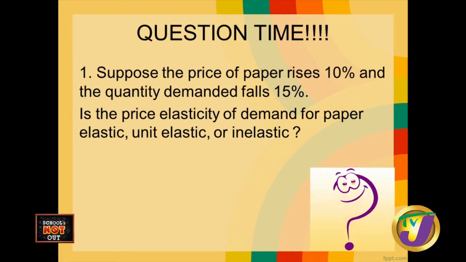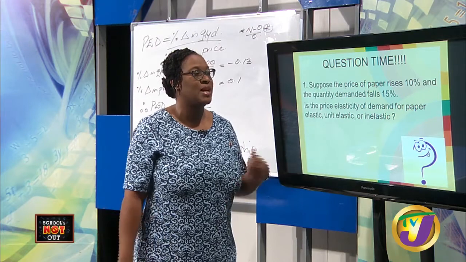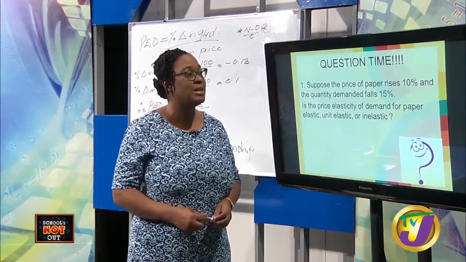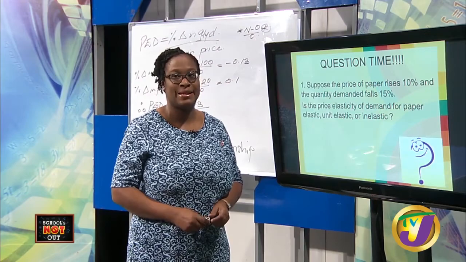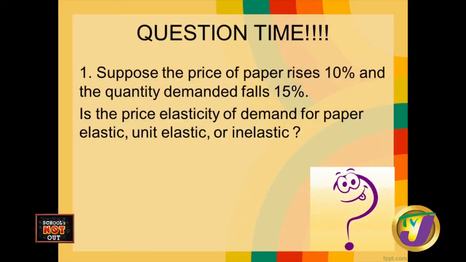Now we want to go into some more questions so that you have the practice in calculating your price elasticity of demand. So let's just look at this question. It says here, suppose the price of paper rises 10% and the quantity demanded falls 15%. What is the price elasticity of demand for paper? Elastic, unit elastic, or inelastic? I've given you a few seconds to go ahead of me and try and work the answer.